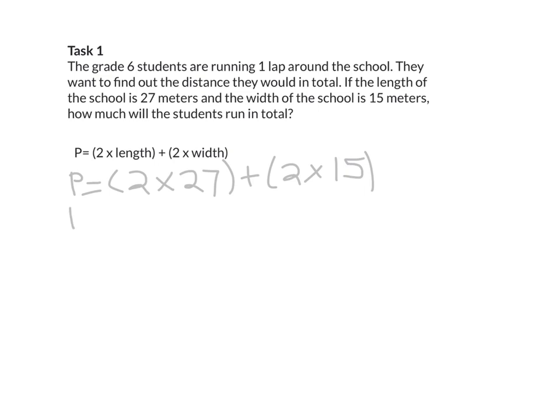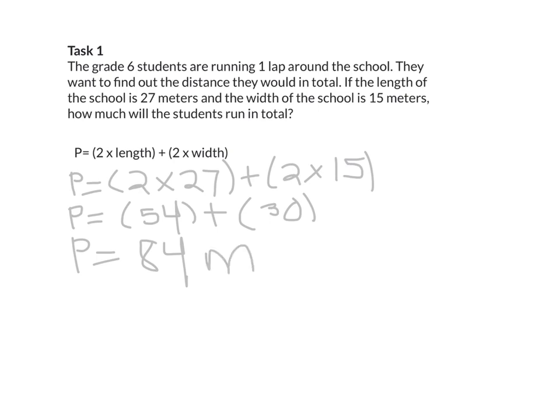Okay, then I can go ahead and solve. So I know I have to solve for my brackets first according to BEDMAS. So 2 times 27 would be 54, plus the brackets. So 2 times 15 would be 30. Okay, and then perimeter equals, I can go ahead and add these up. So 54 plus 30 equals 84. So I know my perimeter equals 84 meters.